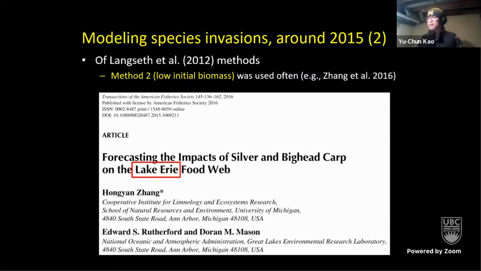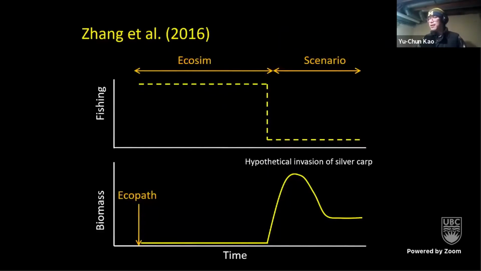Then the second method by Lanthes et al. was used by Hongyan Zhang et al. in their paper. Actually, this was the method she proposed: a low initial biomass, artificial fishery, and then release the biomass. She did not have a figure for the method, so I just made one myself.